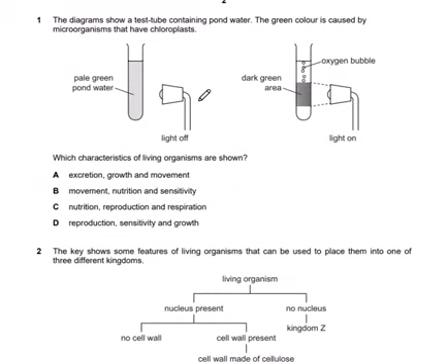The diagram shows a test tube containing pond water. The green color is caused by the microorganisms that have chloroplast. Which characteristics of living organisms are shown? Reproduction is not occurring. Growth is not occurring. Photosynthesis releases energy for growth, but that does not indicate that growth is actually occurring, right?